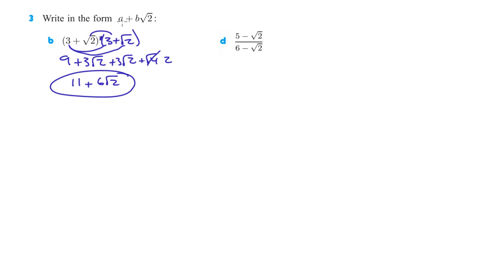Look, A is 11, B is 6, and we end up with that root 2 business here. Really, this could just say simplify, and it's the same idea. But anyway, we'll go with it. So for this one here, we got to multiply the top and the bottom by the conjugate, right? Which is change the sign in front of the root. So this would be 6 plus root 2 over 6 plus root 2.